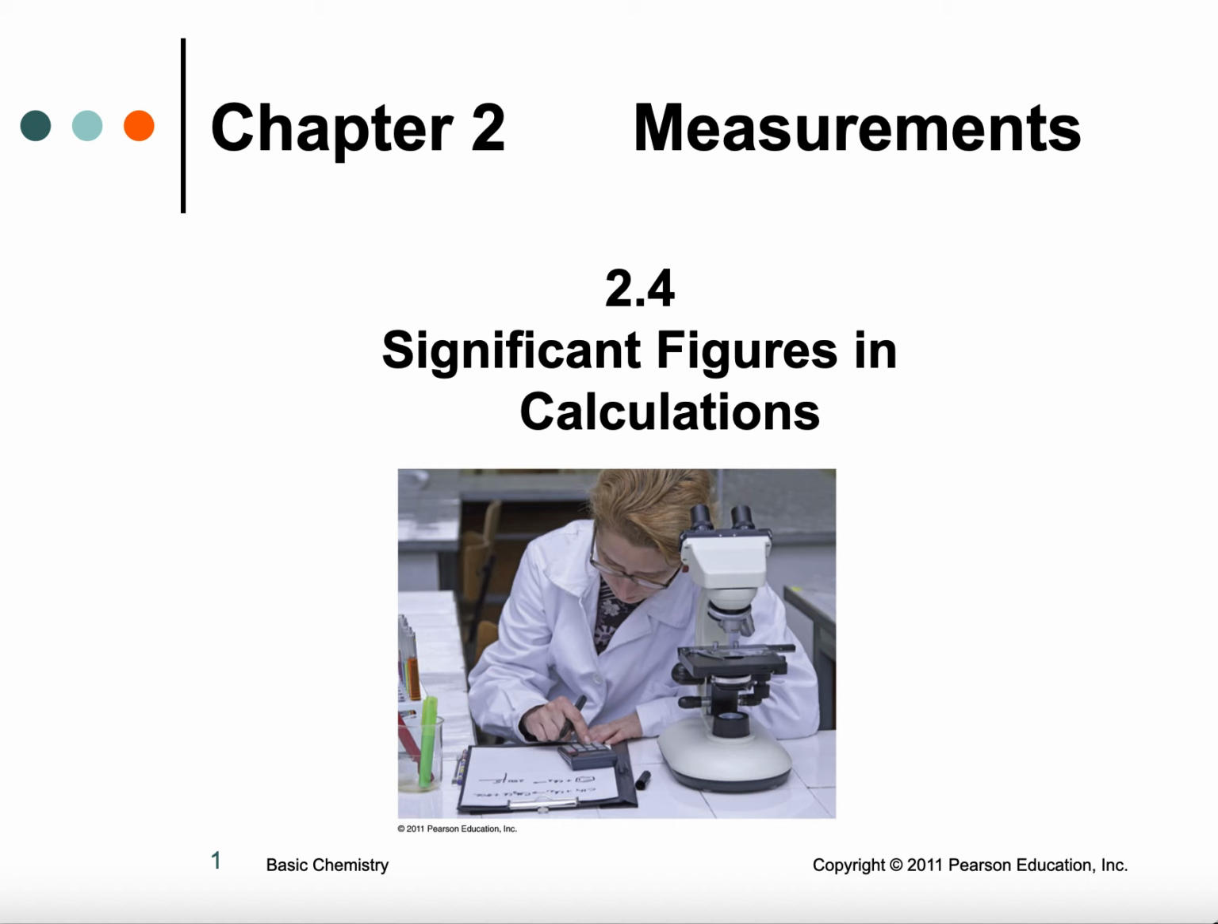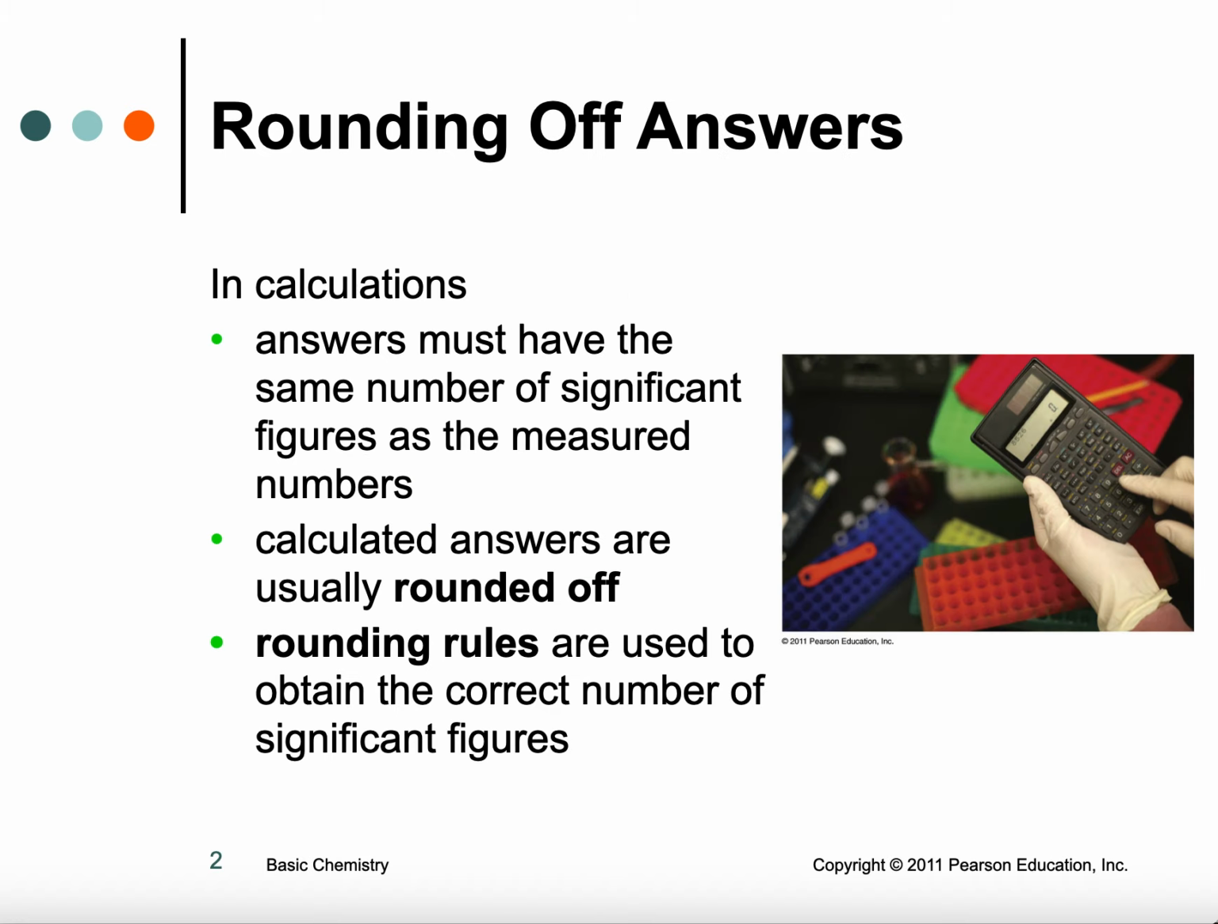So when I'm doing math with numbers, I have to relate how much guess was in those measurements. As long as I contain that amount of guess in it, then I can convey that properly. But I can't simply just do anything I want. That means there are rules for calculation in significant digits, and that's what we're going to do today. All right? The answers have to have the same number of significant figures as the measured numbers.